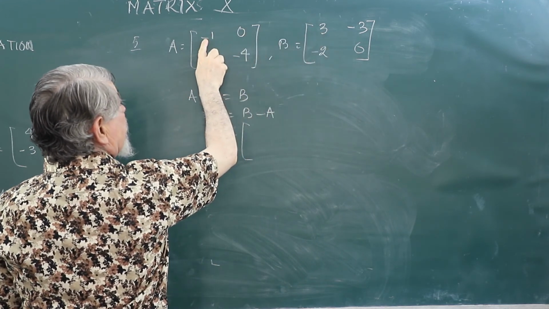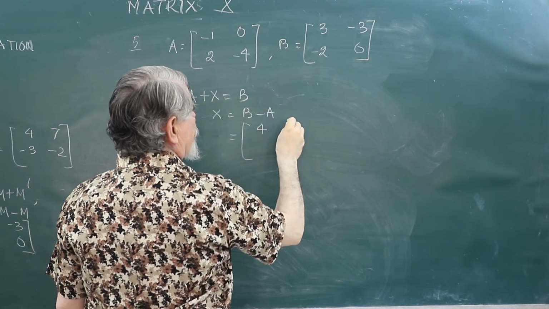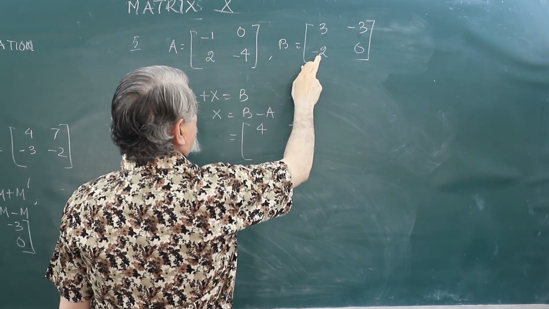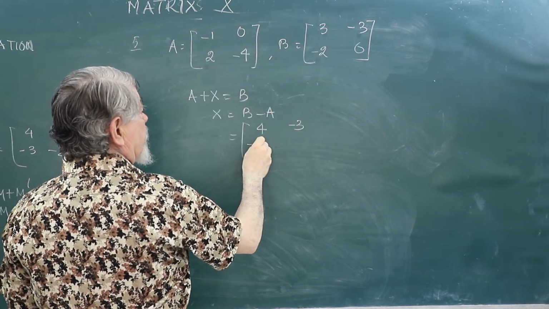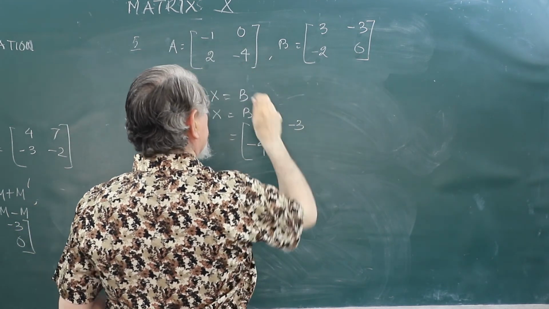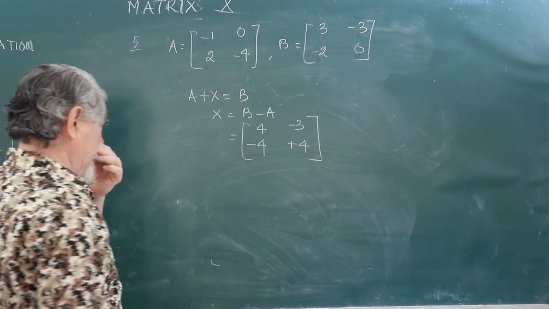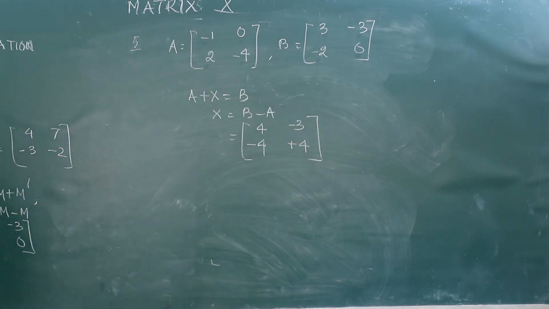3 minus minus 1 will be 4. Minus 3 minus 0 will be minus 3. Minus 2 will be minus 4. And 0 minus minus will become plus 4. So it is B minus A. X is B minus A.